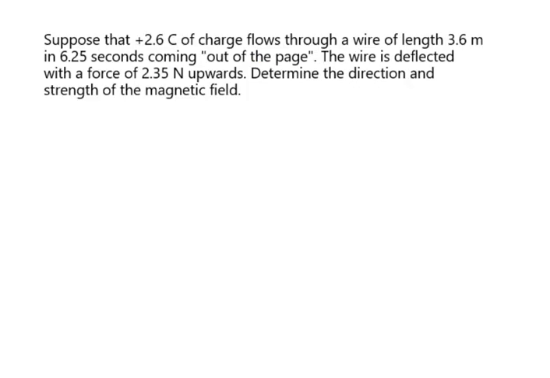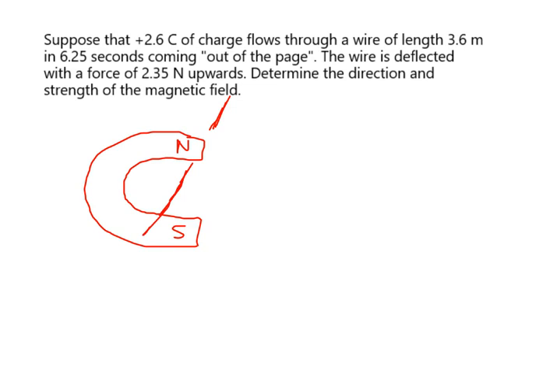Let's try another one. Suppose that a positive 2.6 Coulomb charge flows through a wire of length 3.6 meters in 6.25 seconds coming out of the page. So just to set up a picture here, let's do the same thing. I'm going to draw a bar magnet. Why don't I make this be north and south again? And this time the wire is coming towards us.